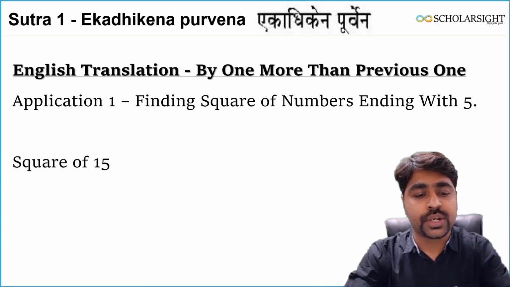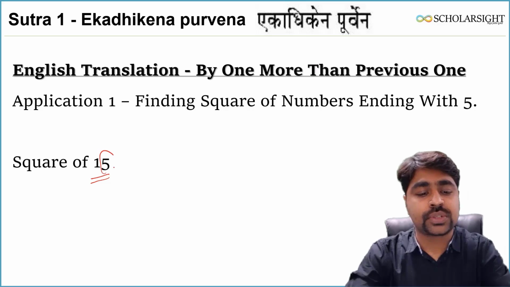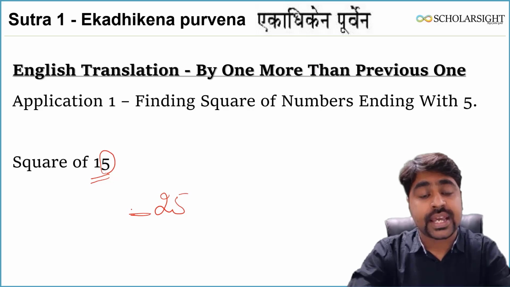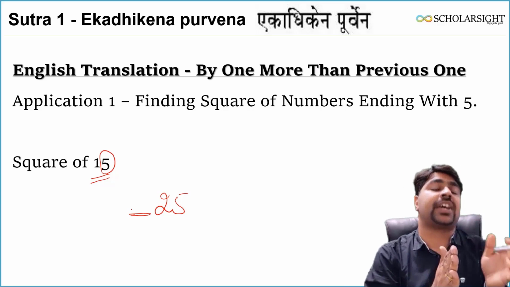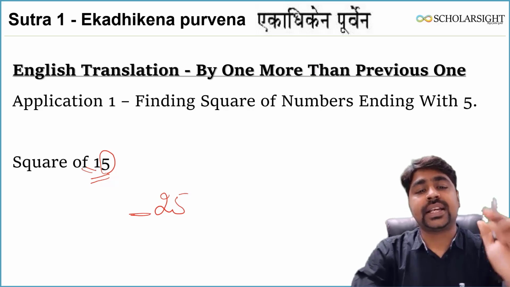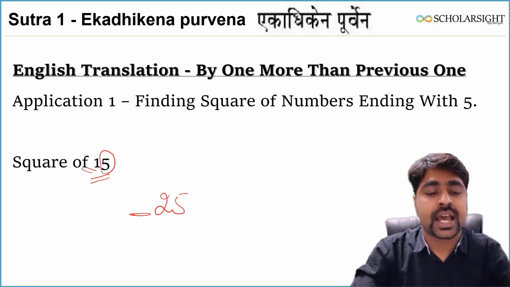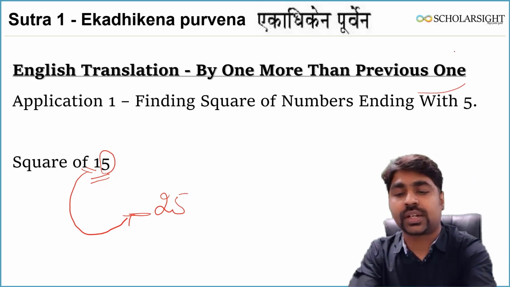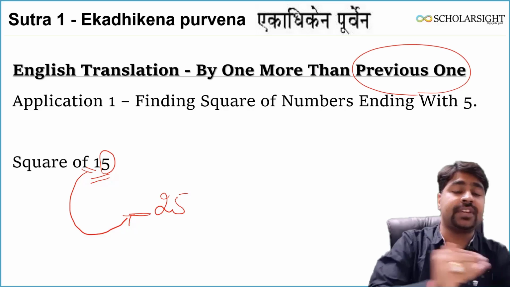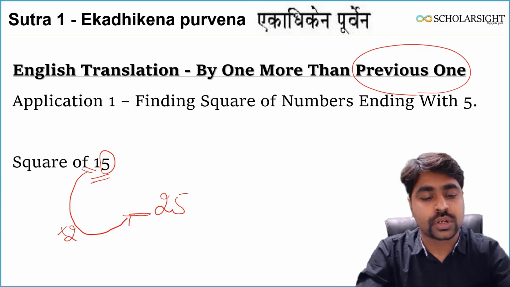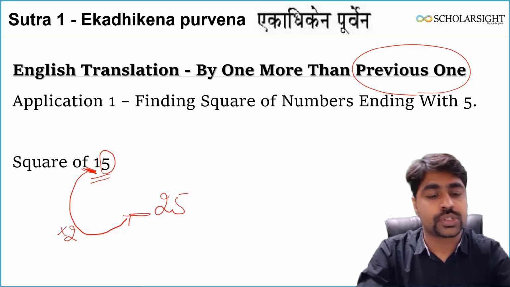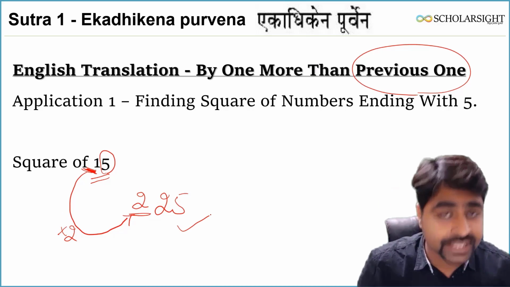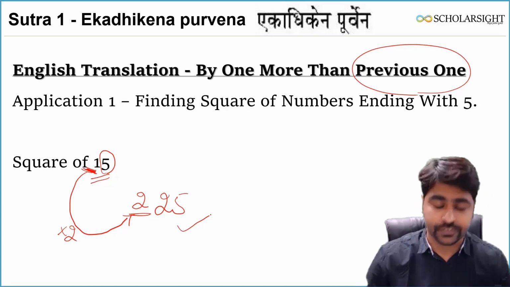So how do we do the square of 15? I'll just do the square of 5, which is 25, and write it, and then for all the digits before this 5, I will apply Ekadikena Purvena. That means 1 is the previous one, right? One more than the previous one would be 2. So 1 more than 1 would be 2. So 1 into 2 gives 225, which is the method of calculating the square of 15.